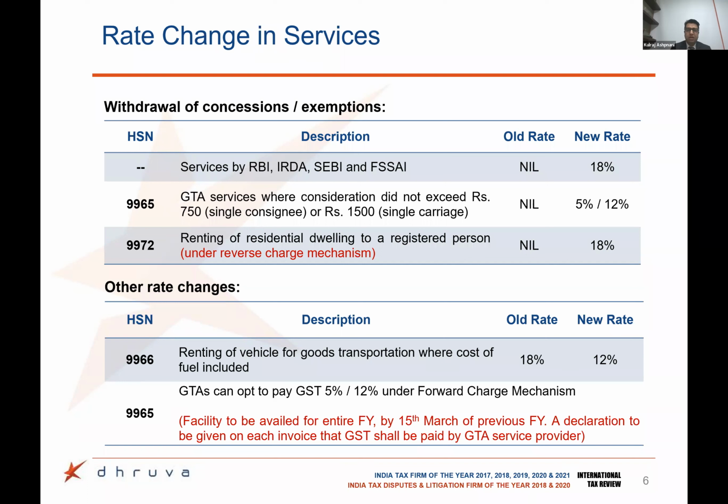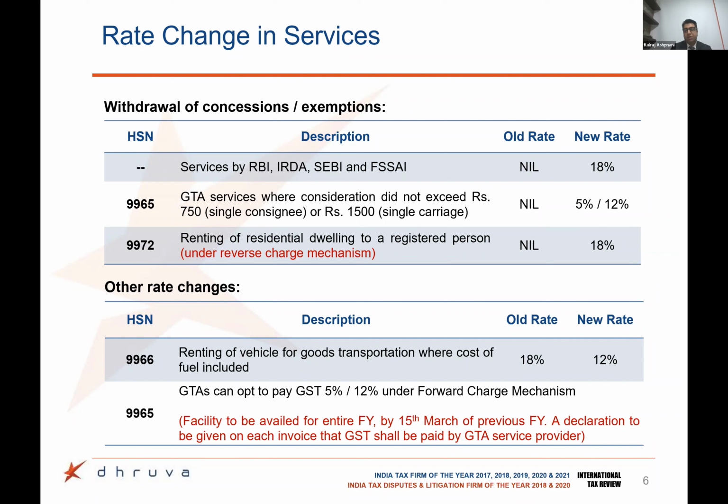As I mentioned earlier, there have been several changes with respect to GTA services. One important change is that a GTA cannot pay tax at 5% under the forward charge mechanism. This brings into contention that there can actually be three kinds of rates in the GTA services: a GTA not charging any GST and a recipient paying GST at 5%, a GTA paying 5% under the forward charge mechanism, or a GTA paying 12% under the forward charge mechanism.